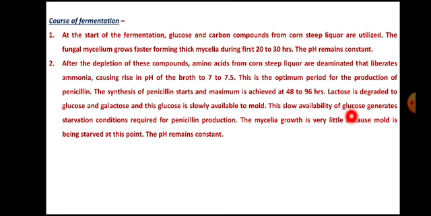This slow availability of glucose generates starvation conditions required for production of penicillin. That means this causes a nutrient stress, and this nutrient stress is essential for maximum production of penicillin. Mycelial growth is very little during this period, but there is maximum synthesis of penicillin. At this point, the mold is in a starved condition. In this phase, the pH also remains constant at 7 to 7.5.